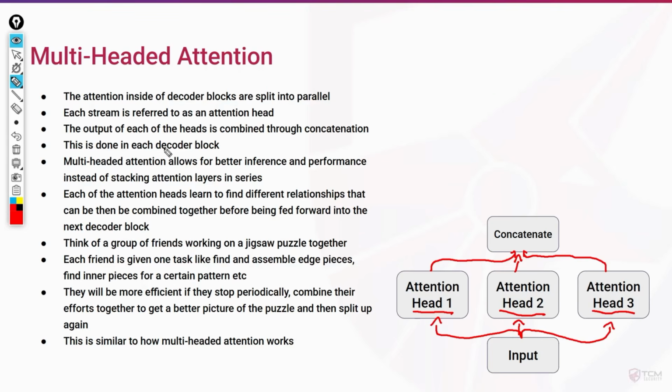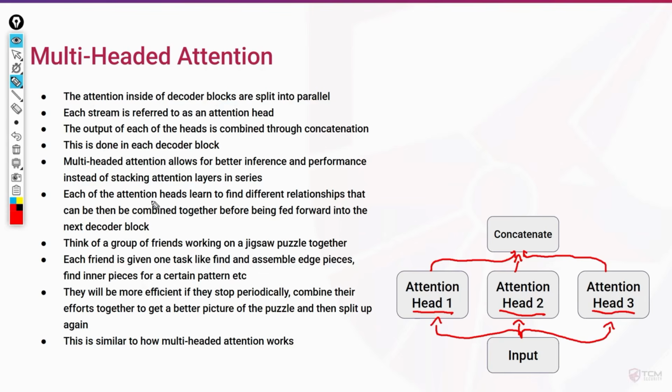So the reason for this is that multi-headed attention allows for better inference and performance instead of stacking attention layers in series. So if you wanted to just keep adding attention layers, you don't have as good performance as if you stack them on top of each other. So adding more decoder blocks, it makes sense to also go in this parallel way. This is both in training and in inference as well. So the reason for that is that each of these attention heads learn to find different relationships that can be combined together before being fed forward into the next decoder block.